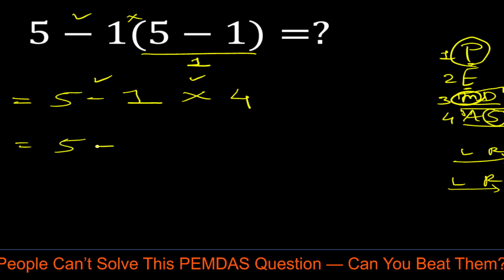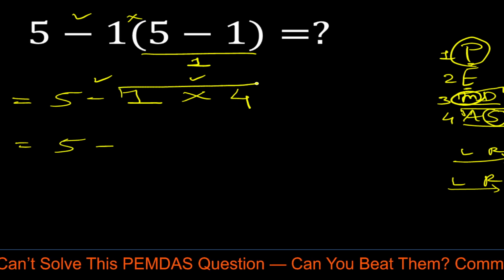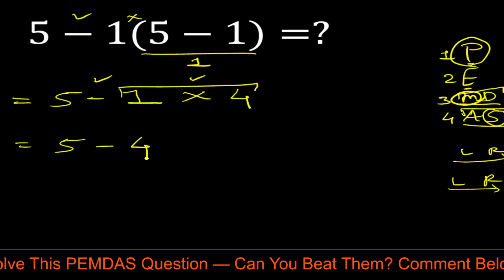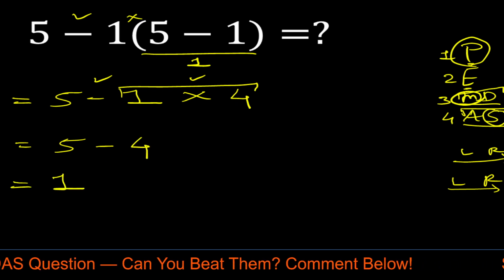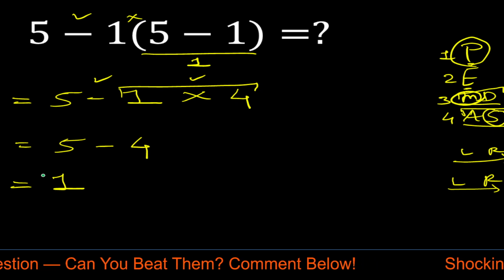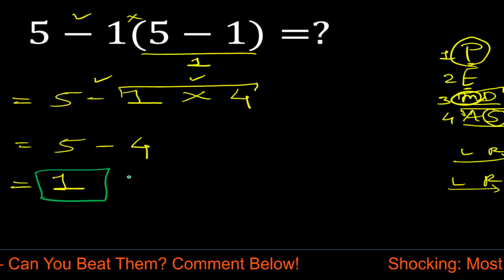So now 5 minus, now solve this multiplication, 1 times 4. So 1 times 4 is equal to 4. So 5 minus 4 is equal to 1, right? So the correct answer is 1.